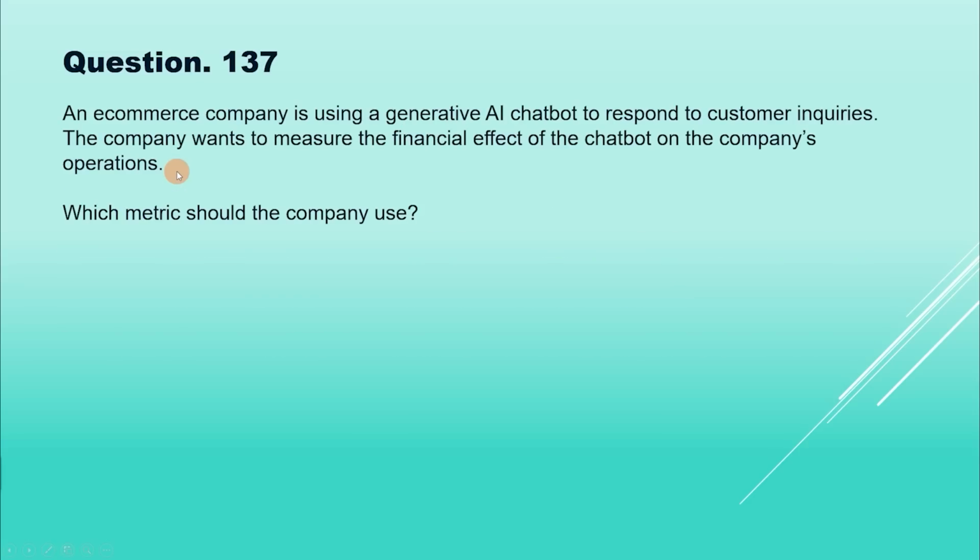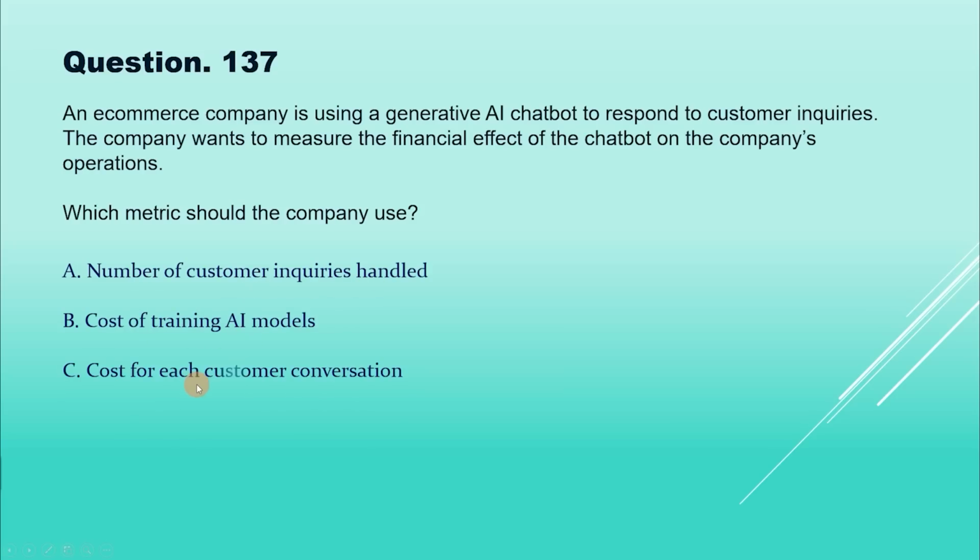And now question number 137. An e-commerce company is using a generative AI chatbot to respond to customer inquiries. The company wants to measure the financial effect of the chatbot on the company's operation. Which metric should the company use? Here are the options. Number of customer inquiries handled. Cost of training AI model. Cost for each customer conversation. Average handle time. So these are the options. And you have to find the financial effect of the chatbot on the company's operation. So take your time to guess the one.